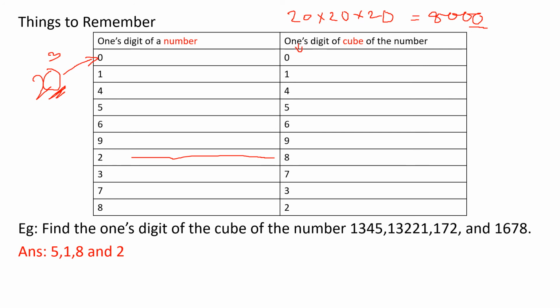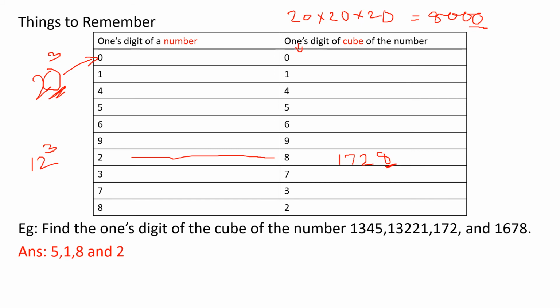The number ends in all these digits, the same digit appears in the ones place. But for 2, the cube ends in 8. If you want, we can check it. We can take 12 cube. So 12 cube, what is the answer, children? Check whether it ends in 8 or not. 12 into 12, you all know 144, right? So 144 into 12, you'll be getting the answer 1728. So here the ones place ends in 8.